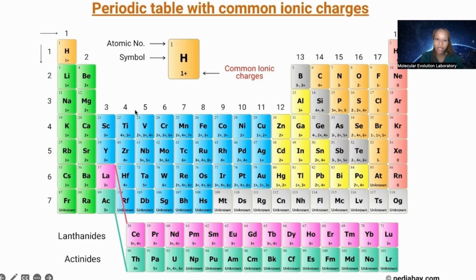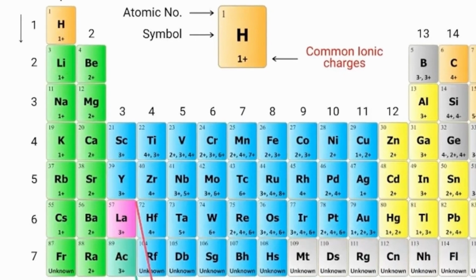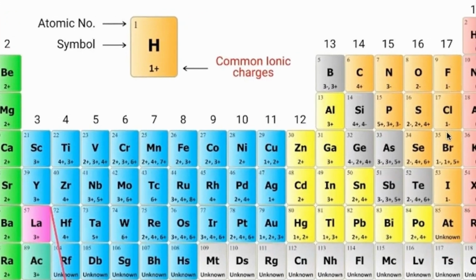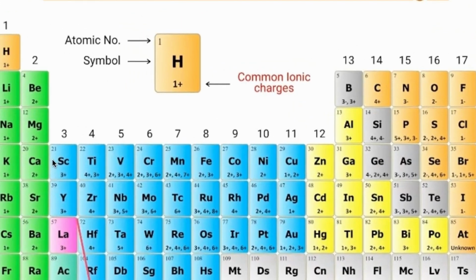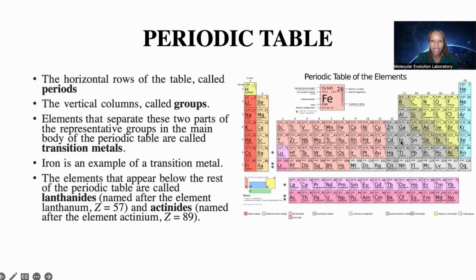Just a synopsis: the horizontal rows are called periods. Remember that we said that you have 7 rows. The vertical columns are called groups, and we also know that you have 18 groups. Group 1 elements are usually +1 charge, and they tend to form ionic bonds with group 17 elements. The transition metals are located here. Iron is an example of a transition metal. The elements that appear below the rest of the periodic table we know are called lanthanides and actinides.